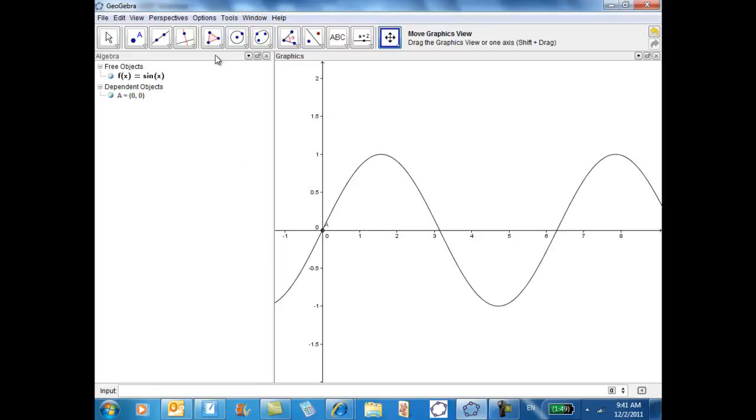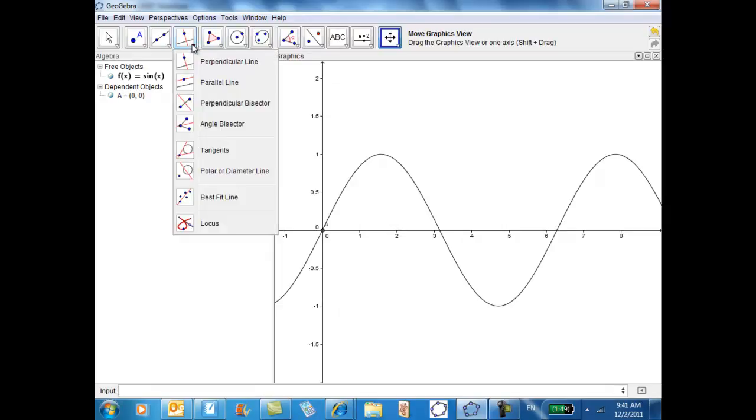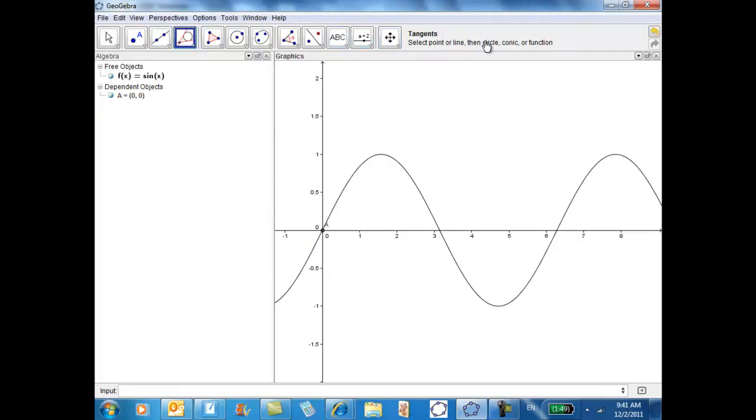And so now to do a tangent line, you can go to this section over here where it says tangents. It says select a point or line, then circle, conic, or function. So we select the point A, and then select that function, and there's your tangent line. Not only that, it's telling you the slope of the line: y equals x, a slope of 1.